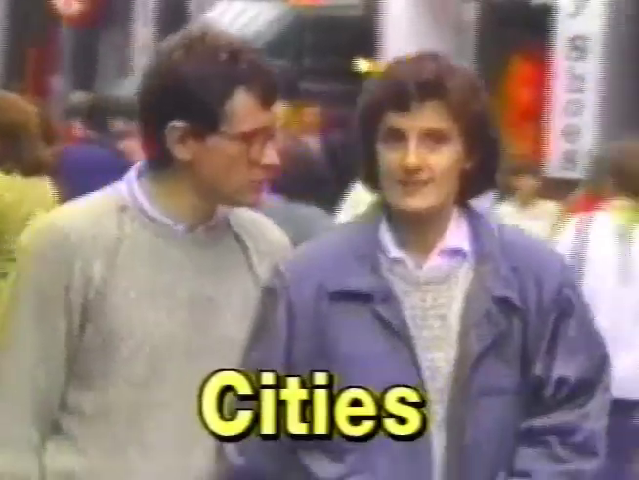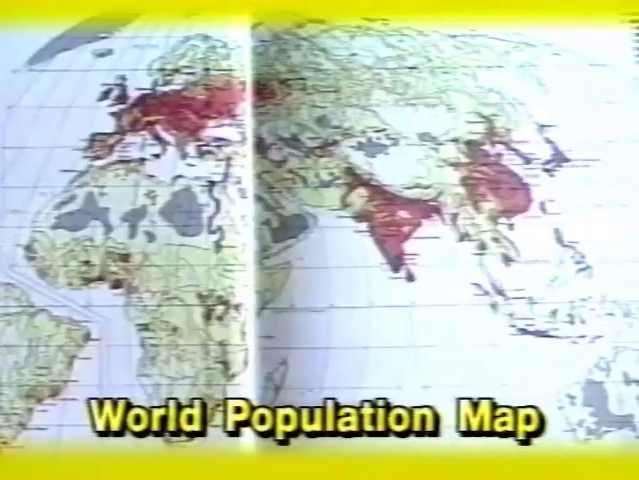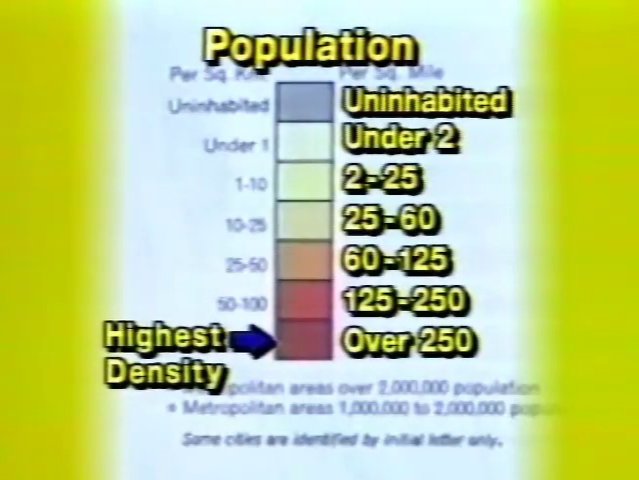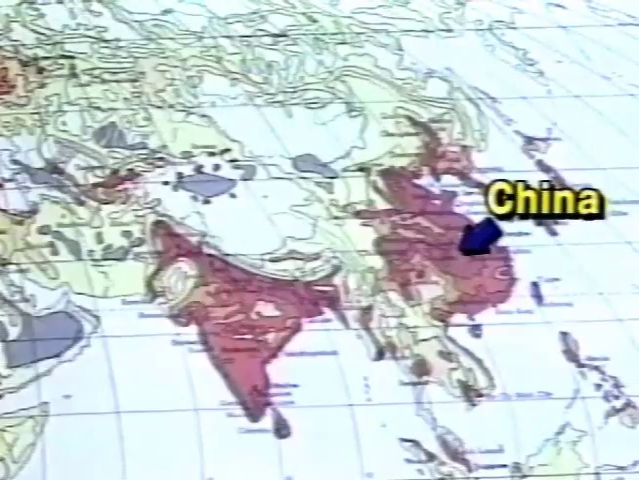Indeed, about half the world's population now lives in cities. In this world population map, we can see where people are clustered around cities. What nation do you think has the largest population in the world? China is the nation with the largest population.